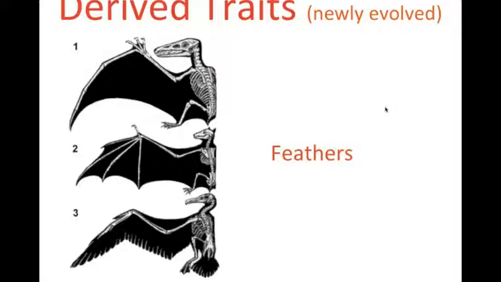So one thing we can learn about from these fossils are derived traits, and these are newly evolved characteristics that animals get over time. So for example, a bird's feathers are a derived trait. Their ancestors, like the pterodactyl, the dinosaur, did not have feathers. So the feathers are the newly evolved derived trait on the bird.